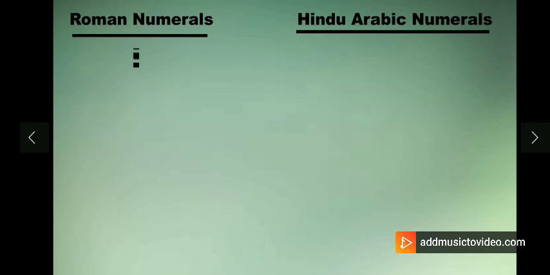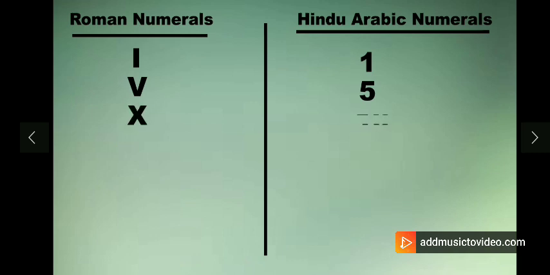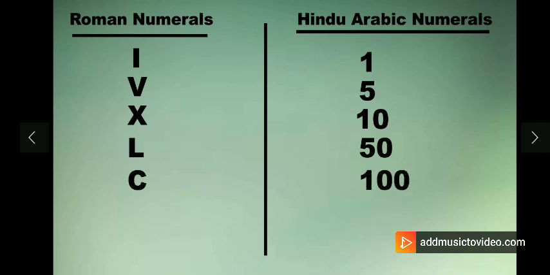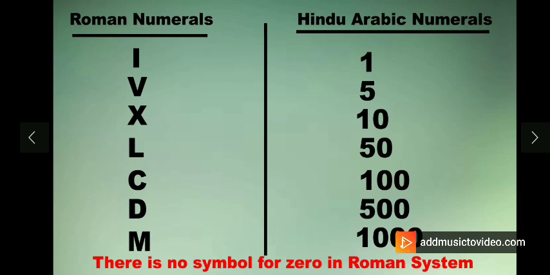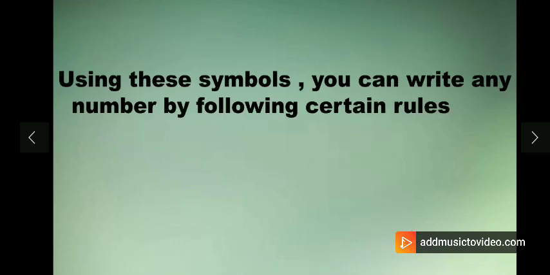So here I stands for 1, V stands for 5, X stands for 10, L stands for 50, C stands for 100, D stands for 500 and M stands for 1000. There is no symbol for 0 in the Roman system. Using these symbols, you can write any number by following certain rules.